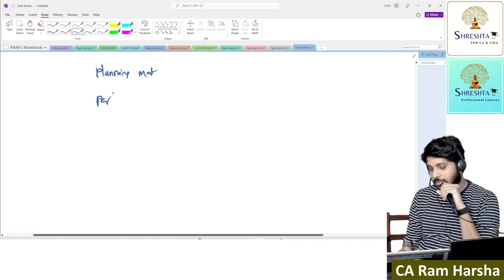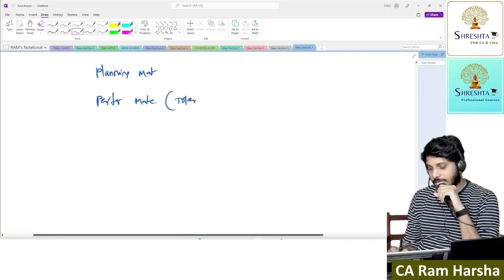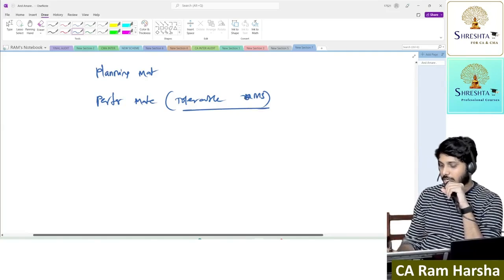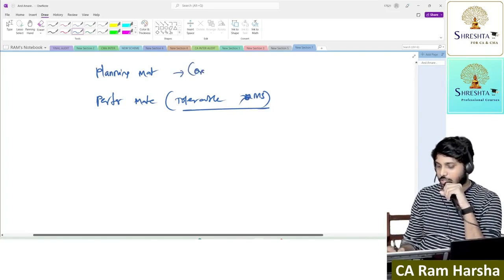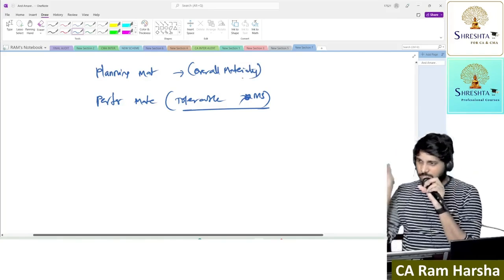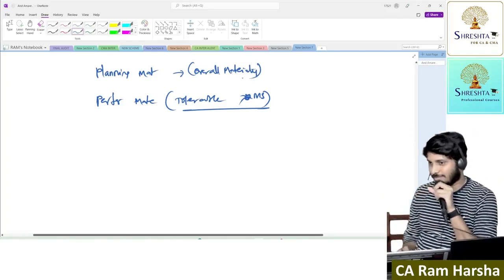Another one is called performance materiality. Performance materiality, in the sampling chapter, can be correlated to tolerable misstatement. Planning materiality is also called overall materiality.